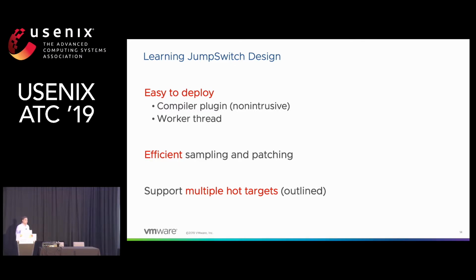We still require a worker thread that would do the hard work and figure out what the branches are, where they lead to. We employ efficient sampling and patching in order to avoid overheads during the learning stage, and we have support for multiple hard targets using an outline block because we don't want to reserve a big piece of code just for the worst case scenario.